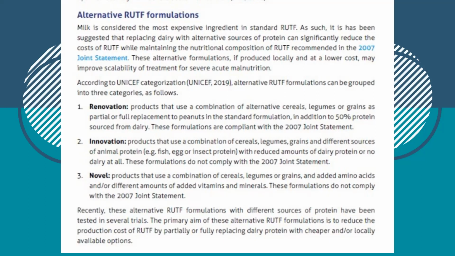Innovation products that use a combination of cereals, legumes, grains, and different sources of animal protein, for example, fish, egg, or insect protein, with reduced amounts of dairy or no dairy at all, and novel products that use a combination of cereals, legumes, or grains and added amino acids and/or different amounts of added vitamins and minerals. Recently, these alternative route of formulations with different sources of proteins have been tested in several trials.